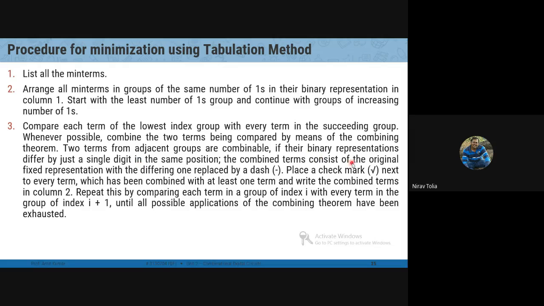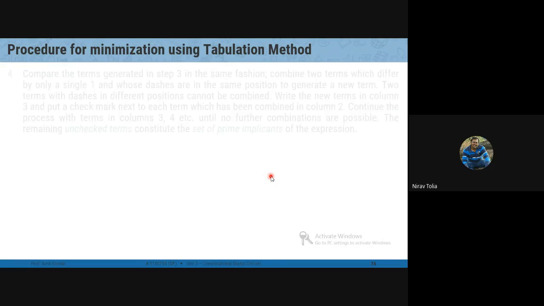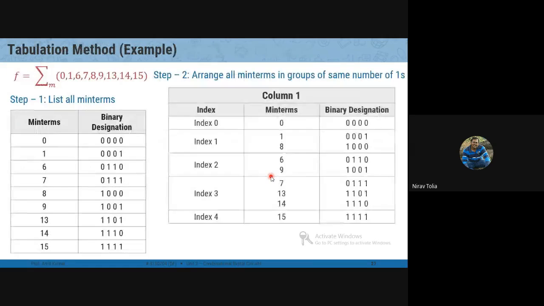Okay, and now what do we have to put? The bit which differs, we have to put a dash there. Okay, let me show you the example again, then you can easily understand how we have to do it. Now this is our step 3. We have to compare each term of the lowest index group with every term in the succeeding group till no change.